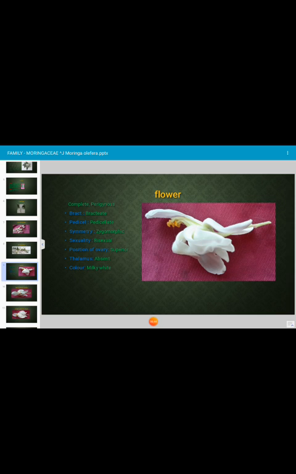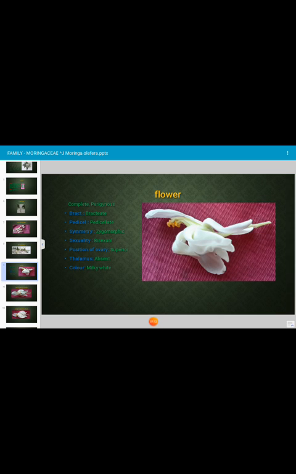And the symmetry of flower: this flower is not a symmetrical flower. If you divide this flower vertically in any plane, two equal parts are not formed. Therefore this flower is not symmetrical. Such a flower is described in taxonomy as zygomorphic flower. Okay.